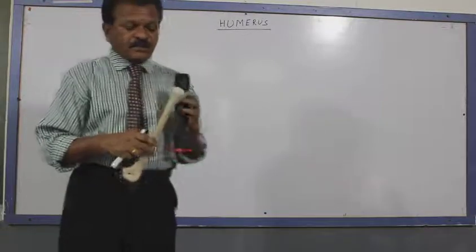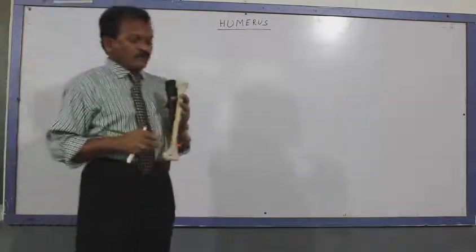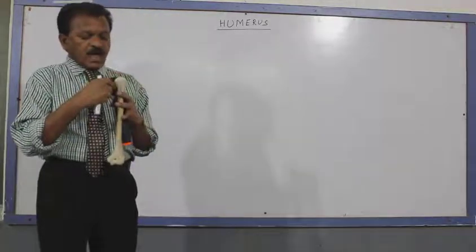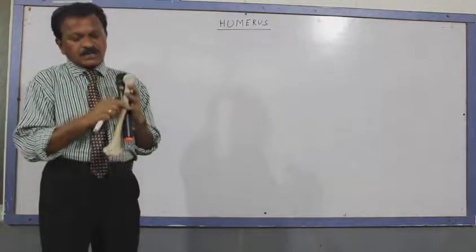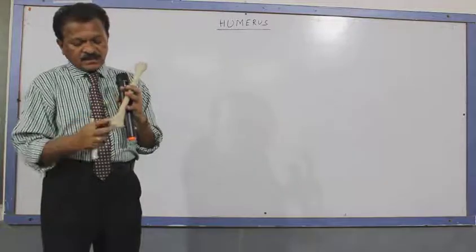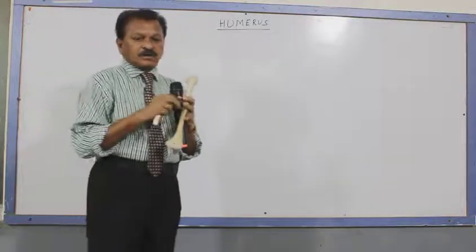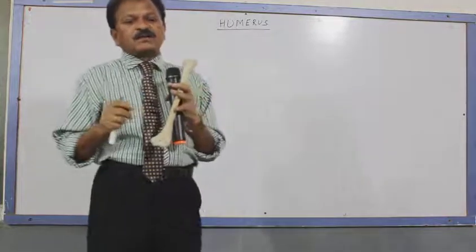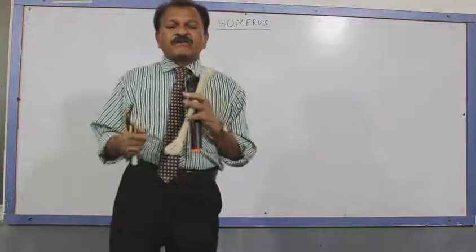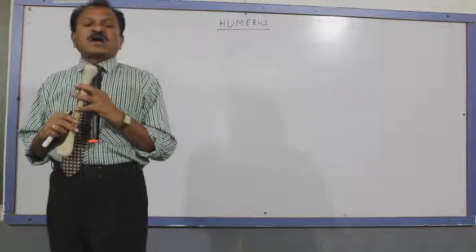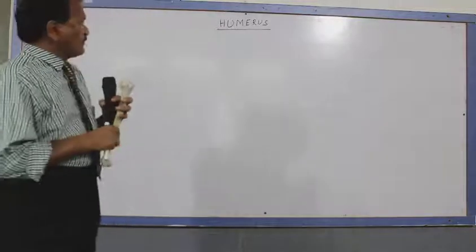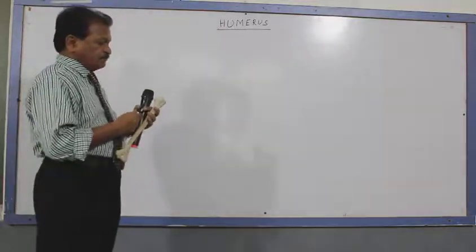So first we have to discuss one by one the upper end, and then we discuss the shaft, and then the lower end and their features. Lastly, along with this, we shall discuss the attachments of the humerus. So first, the humerus.